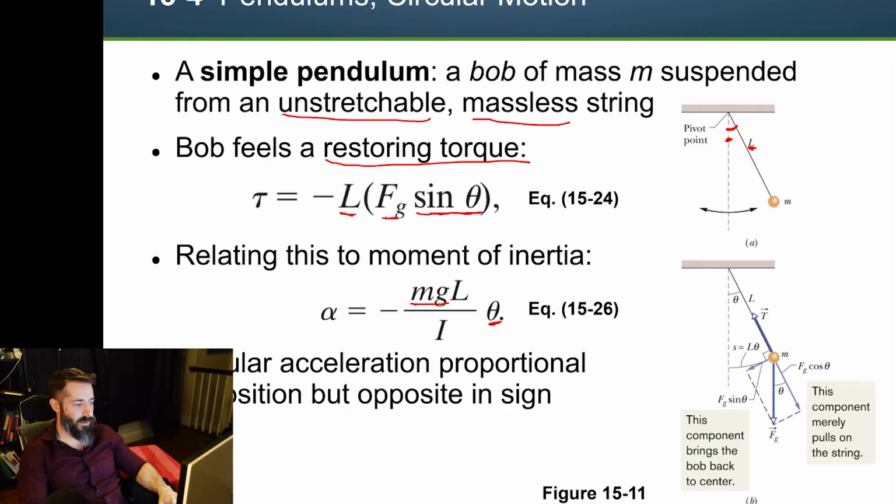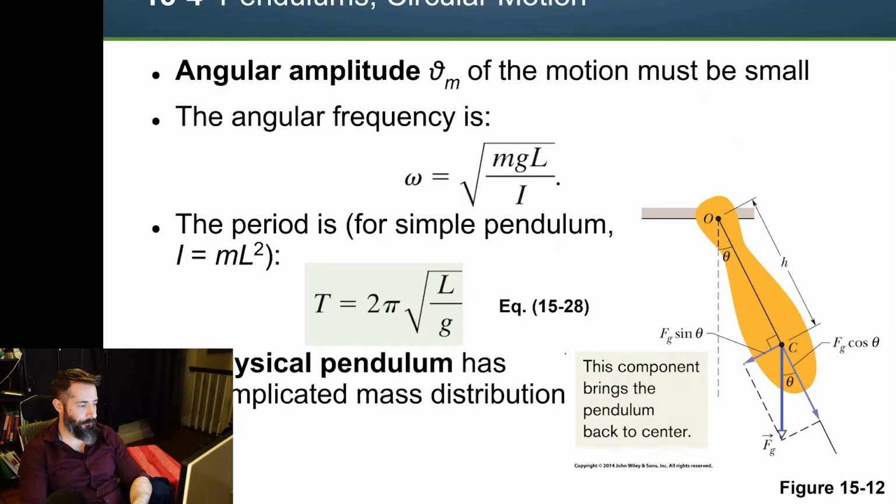Then we have the force mg as it's stated here. And then again, you have your length. And then you have your inertia portion that you're dividing by. So it gives you angular acceleration. And then they're talking about it's proportional to position but opposite in sign. So again, more information. And then you have a more complicated drawing down here that gives you all the pieces of what we're talking about.